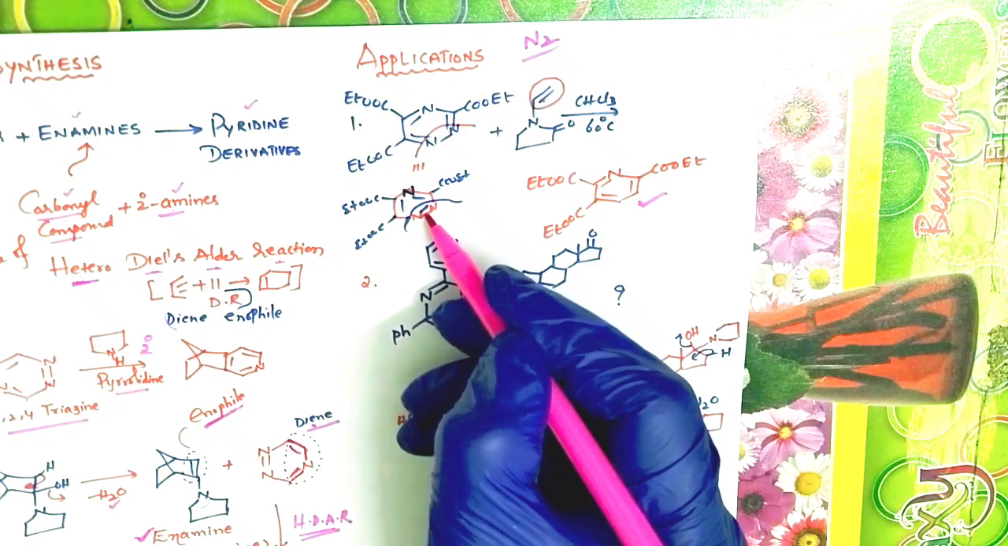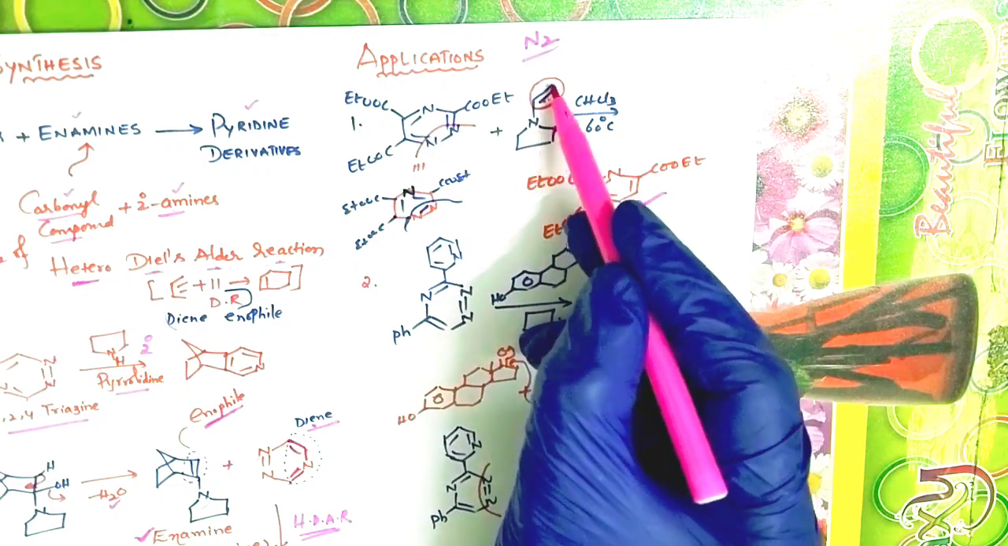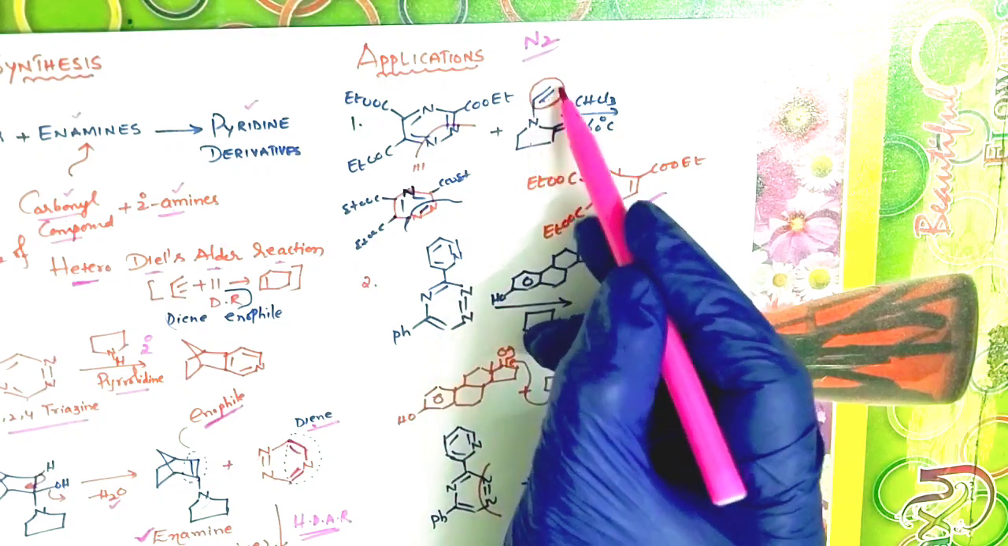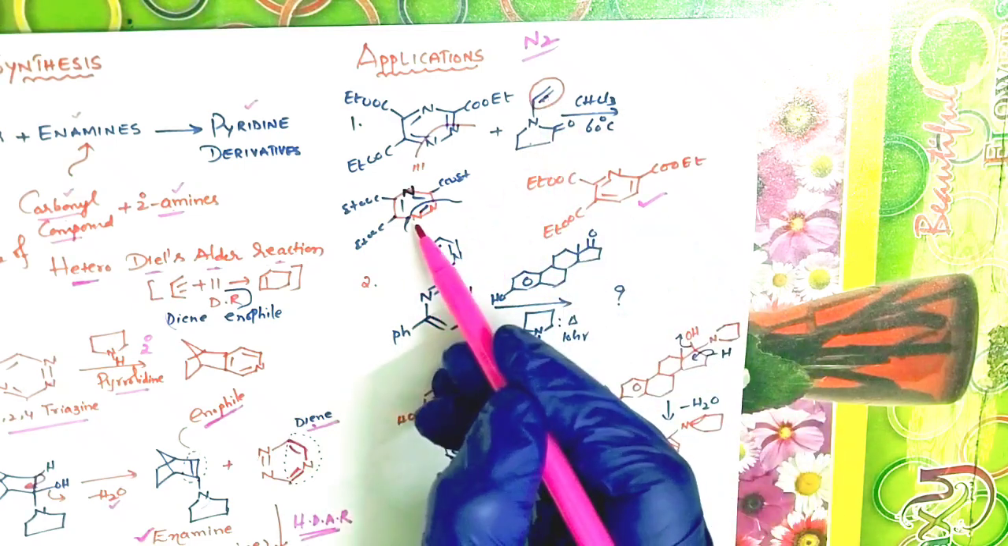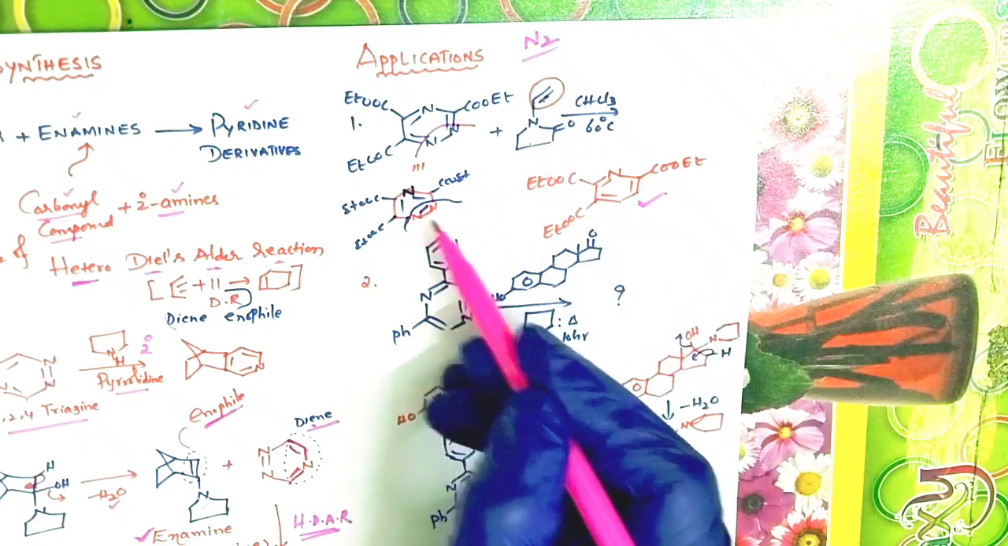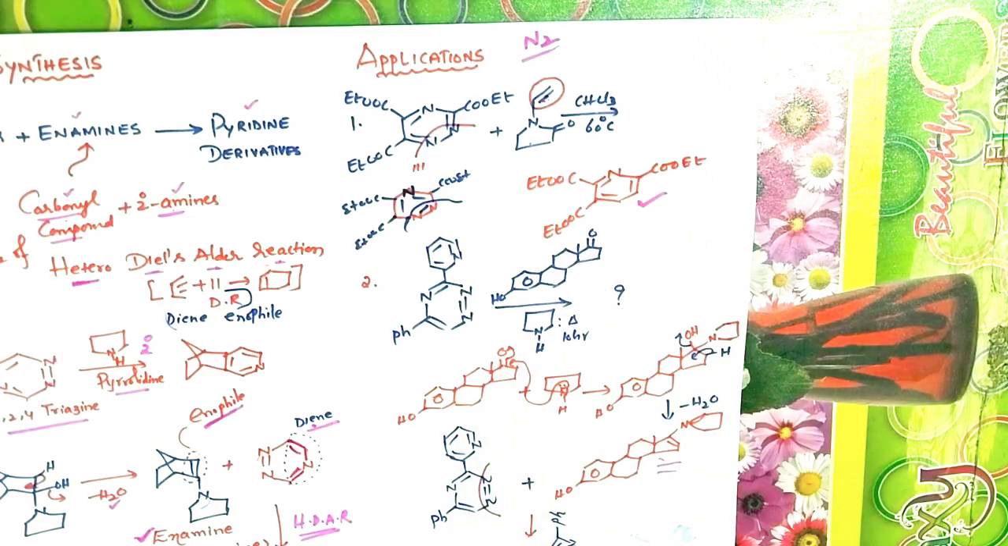In this place we need to attach a C double bond C. Simply here see this, it is an amine, or not? An enamine, or not? En plus amine, enamine. So this pi bond simply replaces the N double bond N. Thereby we will come up with this kind of moiety.